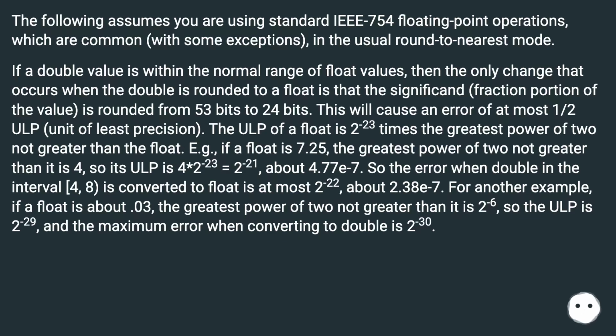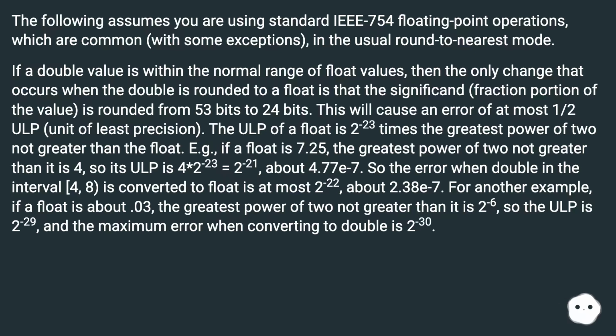If a double value is within the normal range of float values, then the only change that occurs when the double is rounded to a float is that the significand, the fraction portion of the value, is rounded from 53 bits to 24 bits. This will cause an error of at most 1/2 ULP, unit of least precision. The ULP of a float is 2^-23 times the greatest power of 2 not greater than the float. E.g., if a float is 7.25, the greatest power of 2 not greater than it is 4, so its ULP is 4*2^-23 = 2^-21, about 4.77 times 10 to the power of -7.